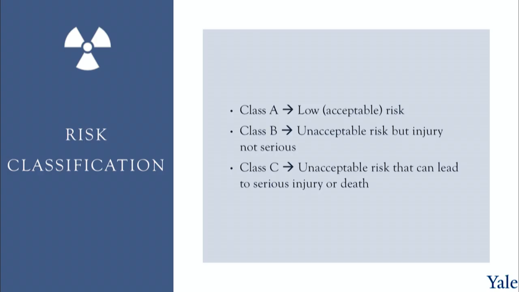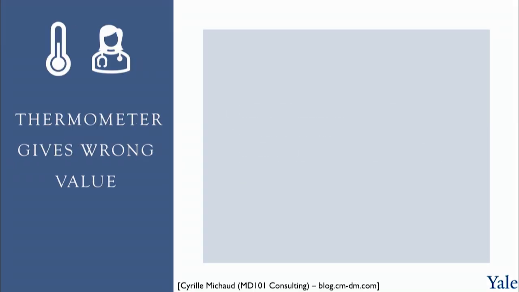And remember, a lot of these documents came from an era of medical devices where the software was part of a larger device. Just to explain this, there's a very interesting blog post I came across from Cyril Michaud from MD11 Consulting. You can see the link at the bottom. And he explains Class A, Class B, Class C in terms of a nurse using a thermometer which gives a wrong value. Now, what would we classify this system?